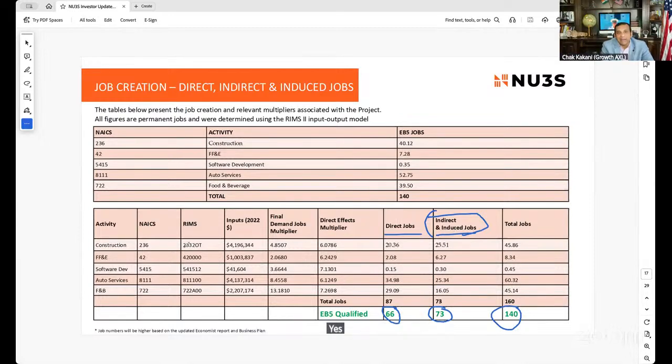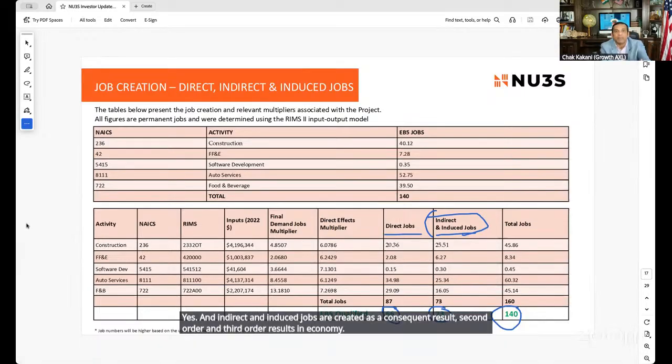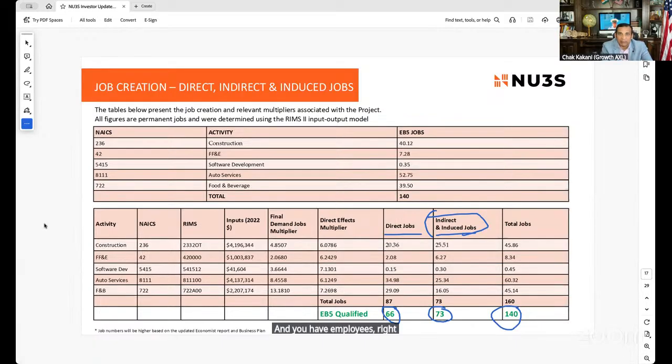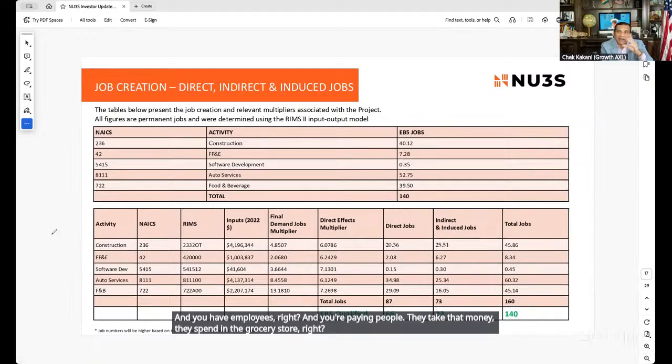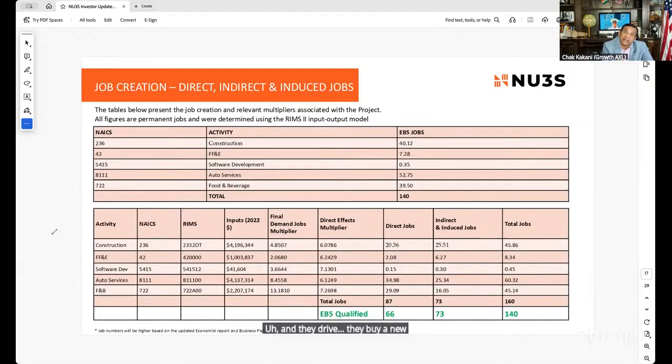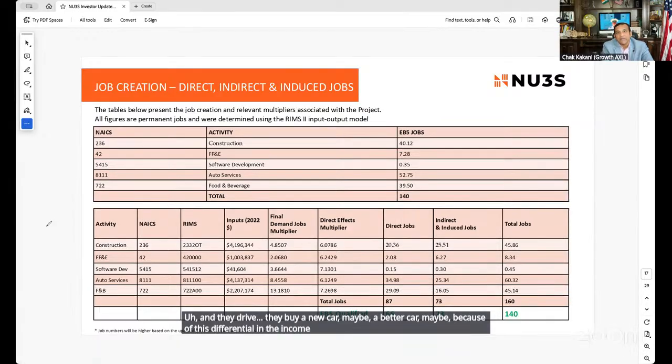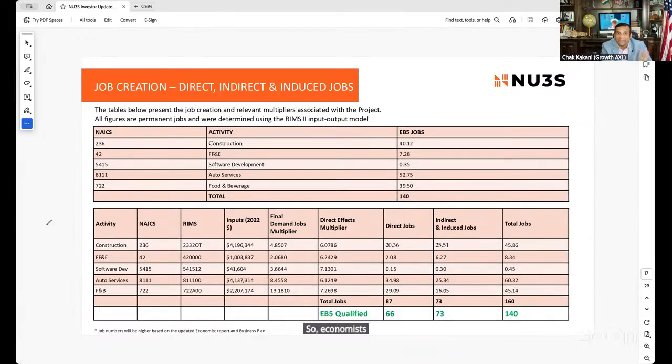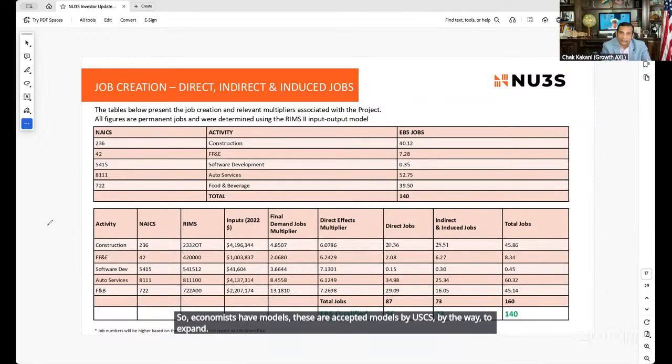Yes. Indirect and induced jobs are created as a consequent result, second-order and third-order results in the economy, right? For example, if you have a business and you have employees, and you're paying people, they take that money, they spend it in the grocery store, right? And they buy a new car, maybe a better car, maybe because of this differential in the income that they get. So economies have models. These are accepted models by USCIS, by the way, to expand on direct jobs, right?